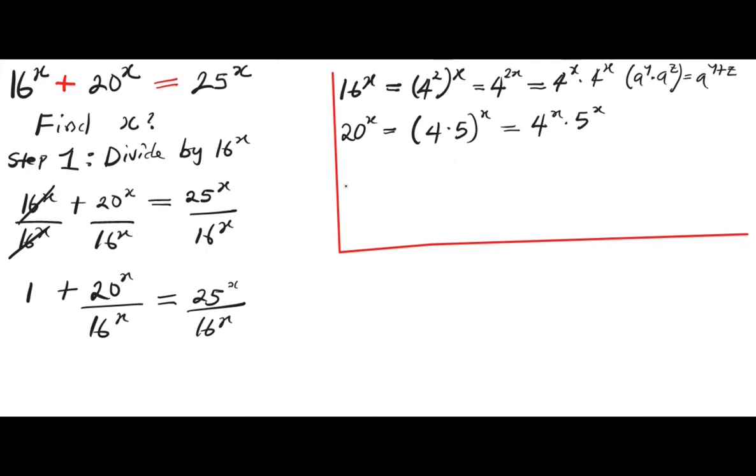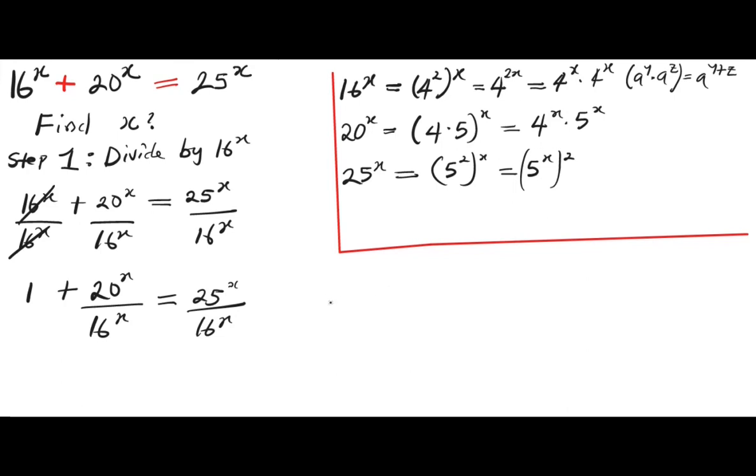Now let's consider 25 raised to the power of x, okay? This can also be written as, 25 is 5 raised to the power of 2. So you have 5 raised to the power of 2, all raised to the power of x. And then this also can be written as 5 raised to the power of x, all raised to the power of 2, okay? So it's the same thing. So we take note of all this, right?